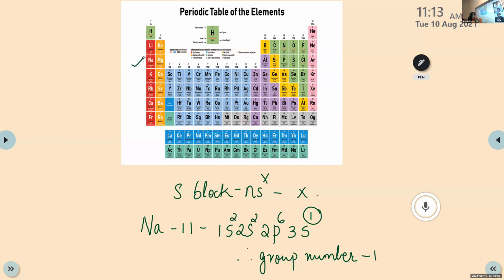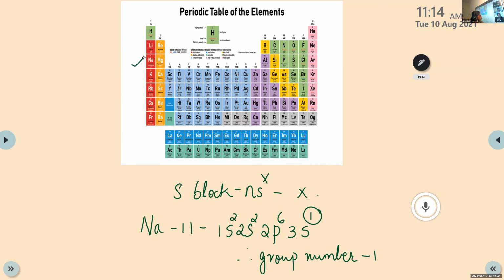Sodium, its atomic number is 11. So you have to remember the number of electrons and number of protons is also 11. Then we can write the electronic configuration 1s2, 2s2, 2p6, 3s1. So count the total number of electrons. It is 2 plus 2, that is 4, plus 6, it is 10, plus 1, it is 11, right? Then we learned that the group number can be identified for the s block elements by the number of electrons in the last subshell. So here the number of electrons is 1, so the group number is also 1.